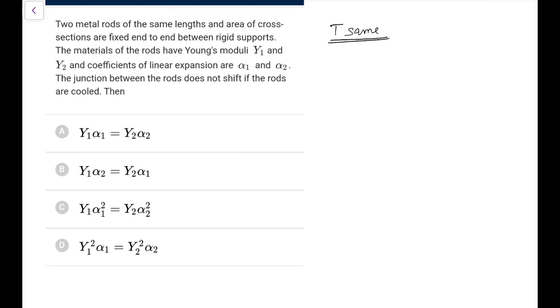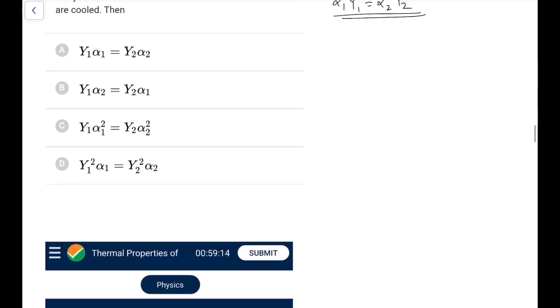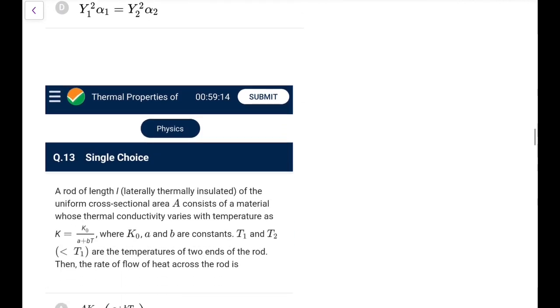So tension is equal to AYαΔT. The area is given, and ΔT is also the same. So α1Y1 must be equal to α2Y2. You can also do it because both will suffer the same amount of fractional change, so you can calculate it using this result, α1Y1 = α2Y2. The main thing is the tension must be the same, so that the junction doesn't shift at all. So α1Y1 is α2Y2.